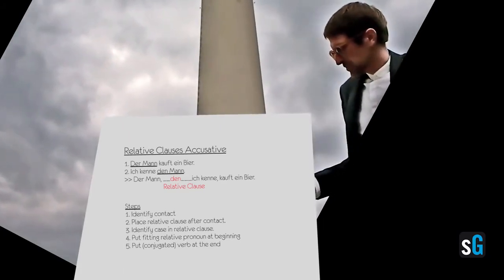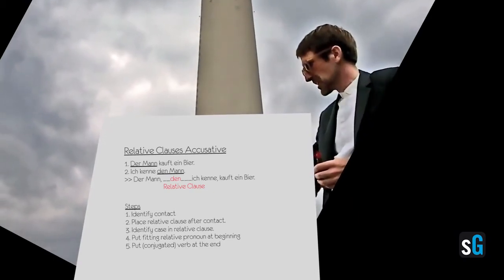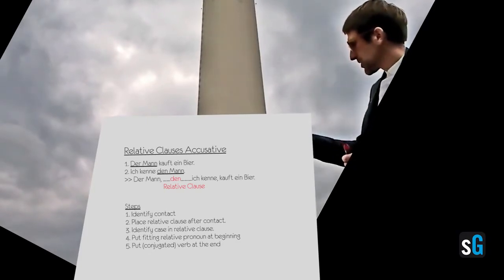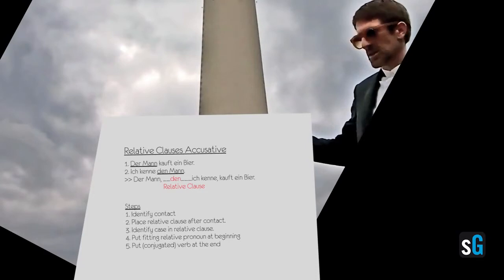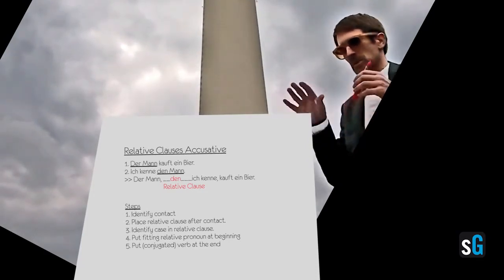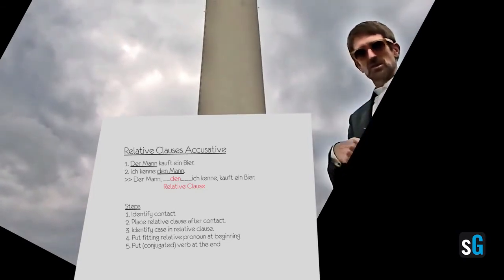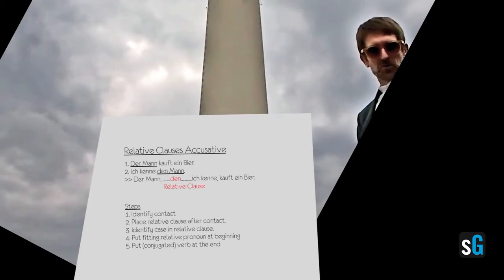The fourth step is to put this pronoun at the beginning of the relative clause, and number 5, put the verb of the sentence at the very end, because it's a side clause. So if you go very slowly, with the help of the exercises in your handout, through these 5 steps a few times until they become second nature, you will not have any more trouble with relative clauses again.